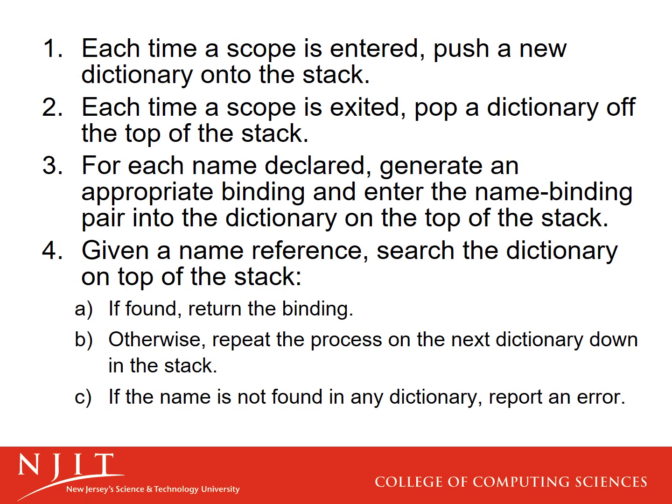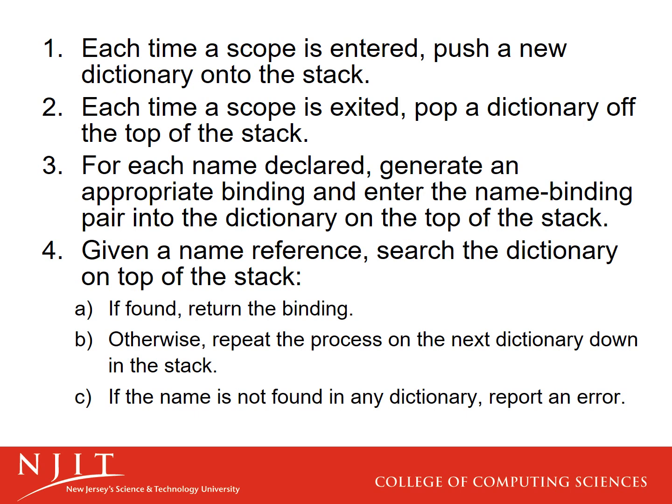Then the important trick here is, okay, now how do I resolve names? Every time a name appears, I search the dictionary on the top of the stack. The dictionary on the top of the stack represents all the local bindings, all the locally defined variables. So if I use a symbol, and the symbol happens to be a local symbol, I will find it and return the binding. Otherwise, I keep snaking my way down the stack.